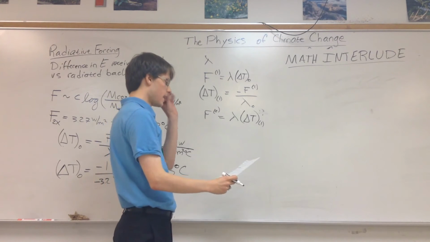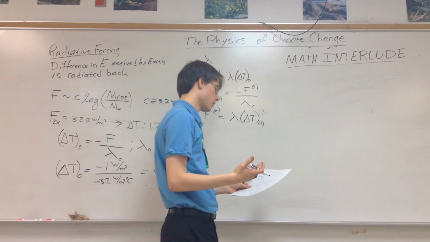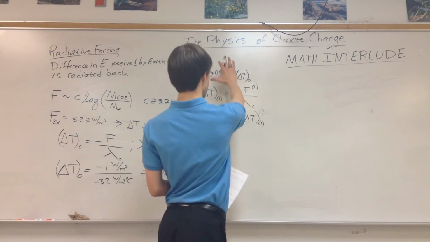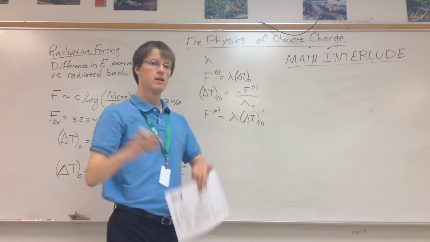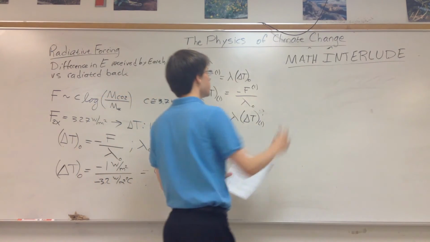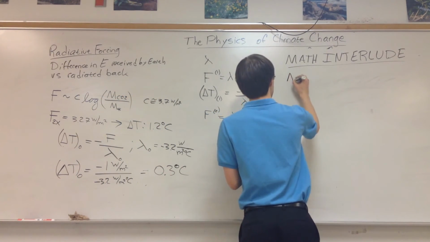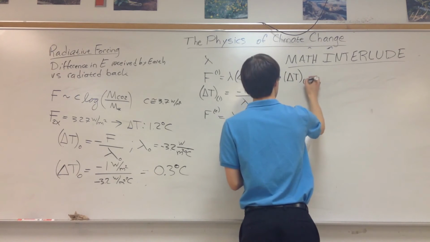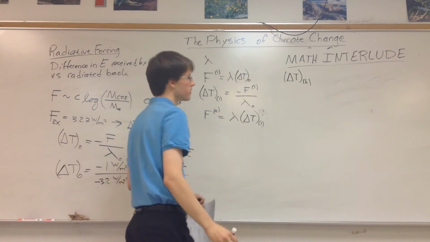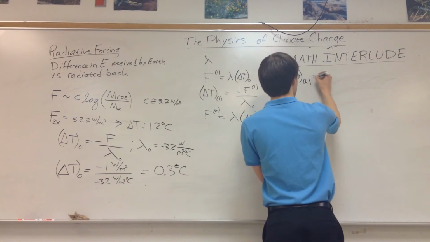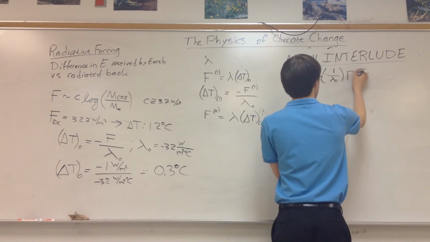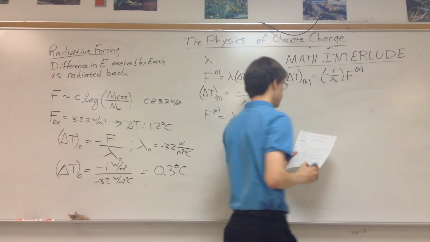So here's what we're going to say. We're interested in some feedback, and we know it's going to keep on going forever. So we want to know what is the total contribution of that feedback. Let's say we have a change in temperature of step k. We've been increasing 0 to 1, then 2, and 3, and so on. And this is going to be equal to negative 1 over lambda naught times the kth forcing.